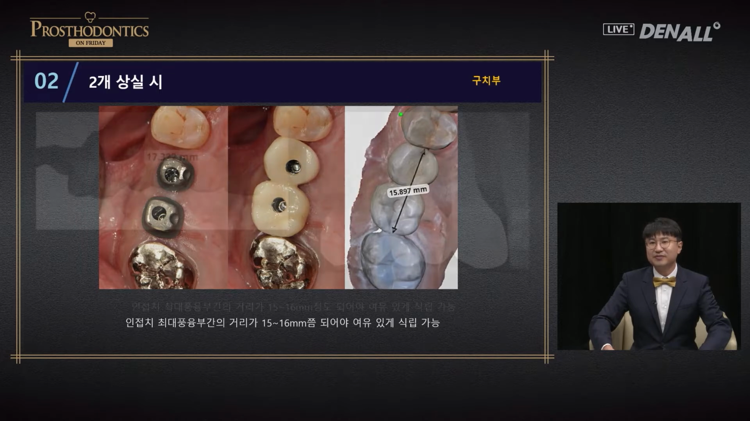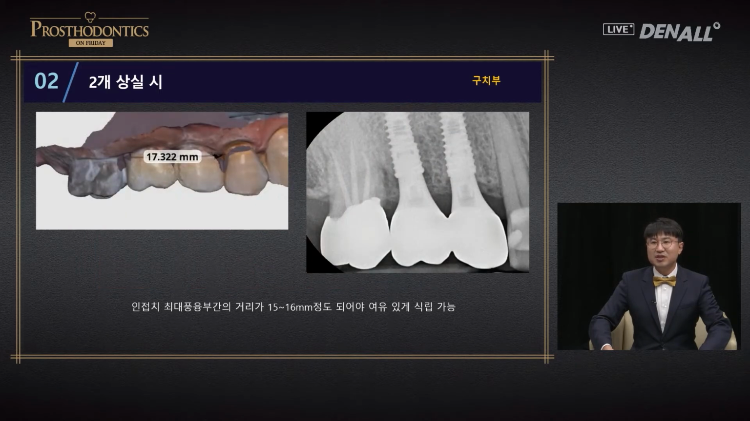This is a case where the adjacent height of contour was 15 to 16 millimeters and CEJ analysis was done. CEJ, it's 17 millimeters, so it's quite a lot of space. The problem is the prosthesis because you cannot drill beyond the height of contour. It's not the problem of distance between the implant and natural teeth. Therefore, the key is the prosthodontic phase.